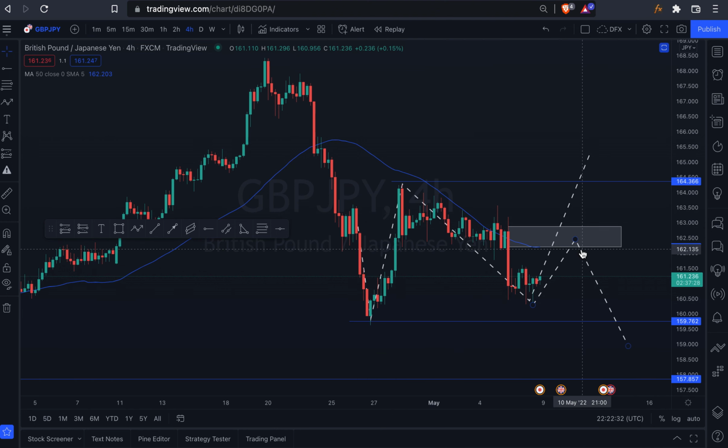But if price is able to break the zone and closes above this, I'll look for a retracement a little bit down, and I'll start buying, and I'll buy till this zone. So it's more of something of this sort.